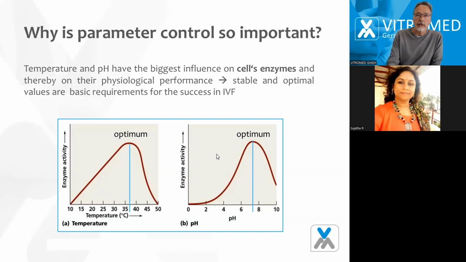And as you can see, I think you know this, every enzyme has its own temperature or pH optimum. In this range, they work with the highest efficiency and have the best performance. And if we are far outside of this optimum, the enzymes that really control everything in cells do not work properly, and so the embryo quality can suffer by this.